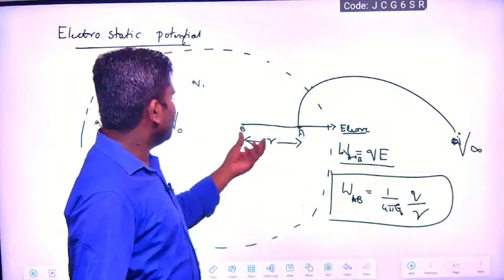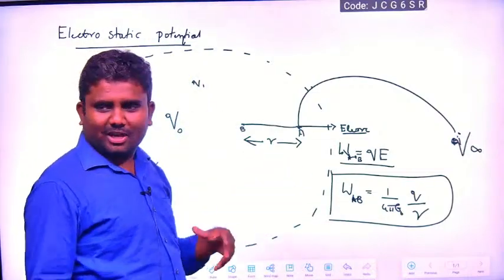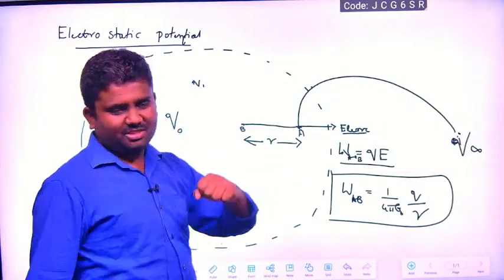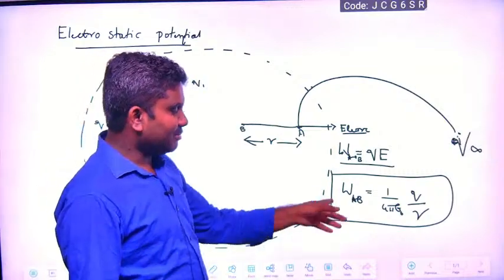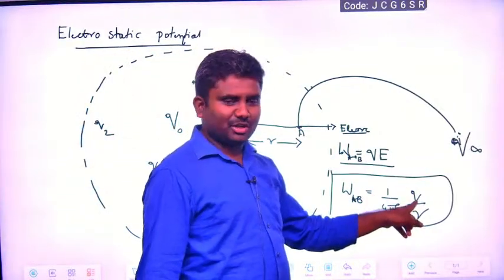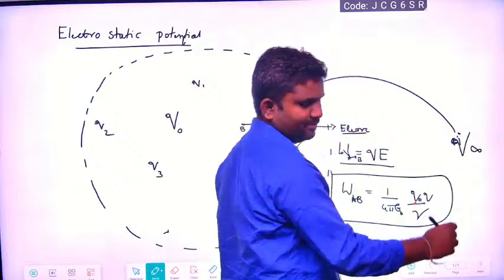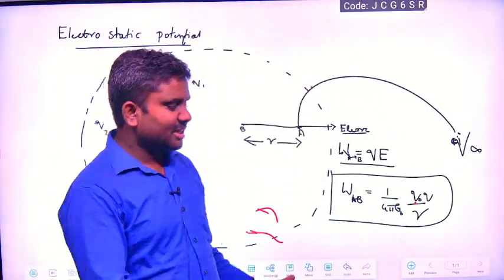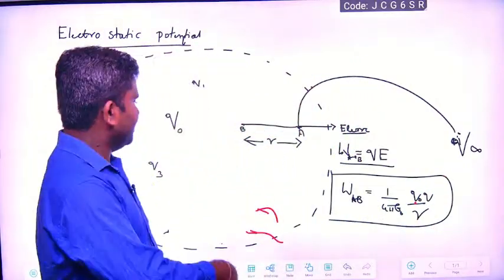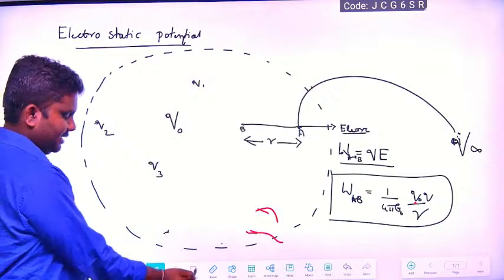If you want to bring Q near Q naught, how much work done you need to do means this much. Since I have taken a test charge, that's why it is just 1 Q. If it is some other charge, here Q naught into Q will come. Understood? I will explain it in a better way, once again.